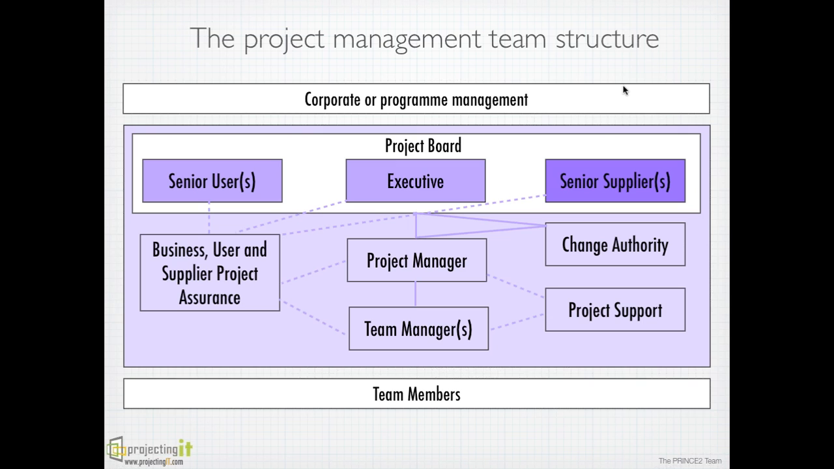We have project assurance to ensure the project is independently reviewed of the project manager. We have change authority to provide decisions on changes, project support to assist the project manager in documentation control, and team managers to actually run the delivery teams. Now, so many roles you can scale up or scale down based on projects.